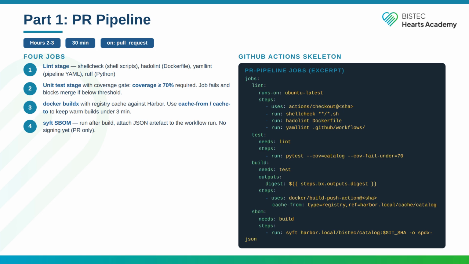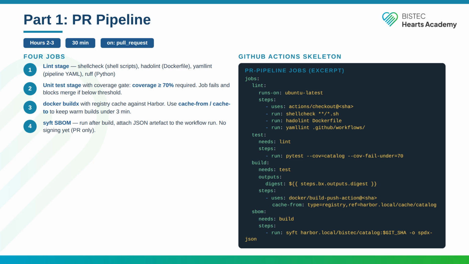Every lint action should be pinned to a commit hash, not a version tag. Tags can be rewritten by a compromised upstream. Commit hashes cannot. Test runs PyTest with a coverage gate. The cov-fail-under 70 flag makes the job exit non-zero if coverage drops below the threshold. A pull request that reduces coverage does not pass CI automatically.